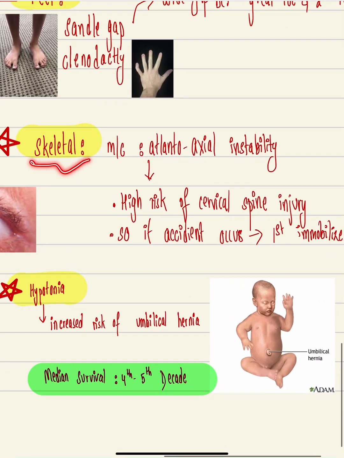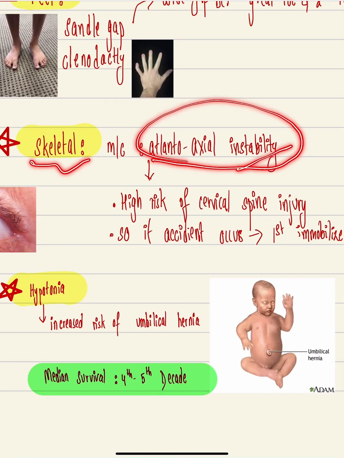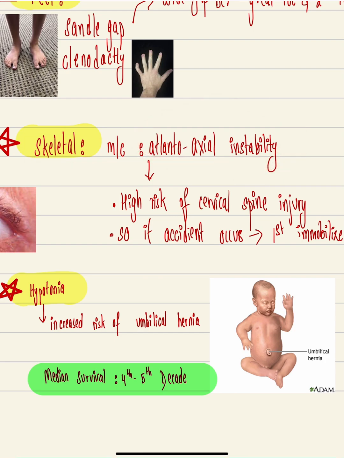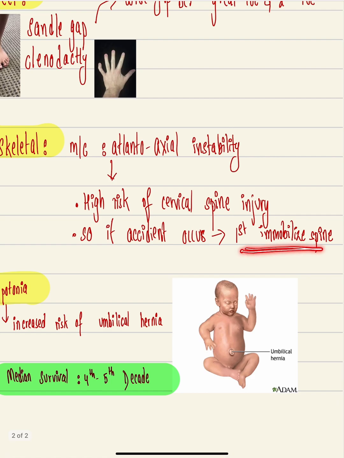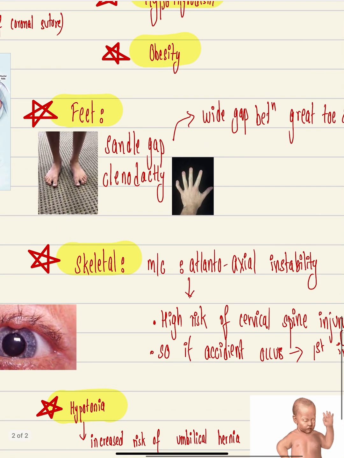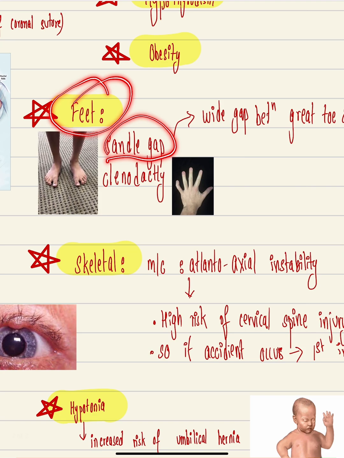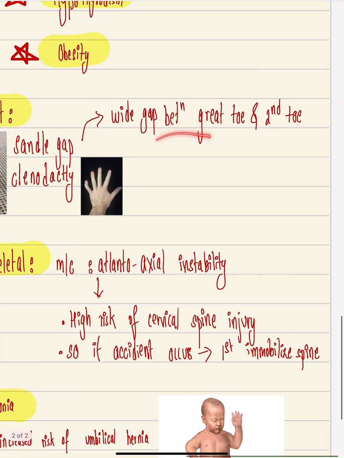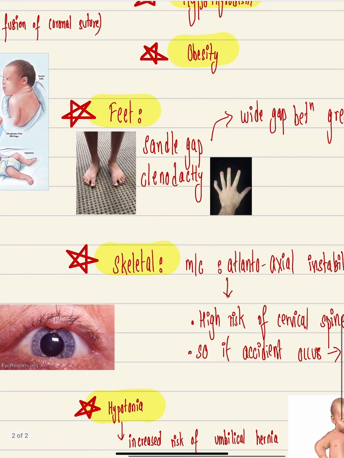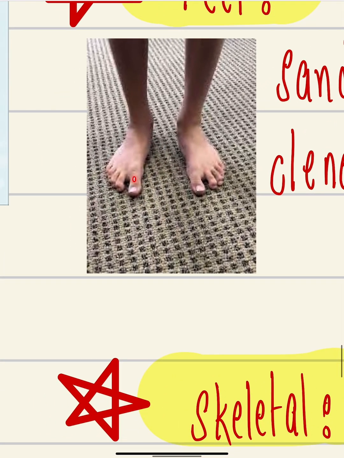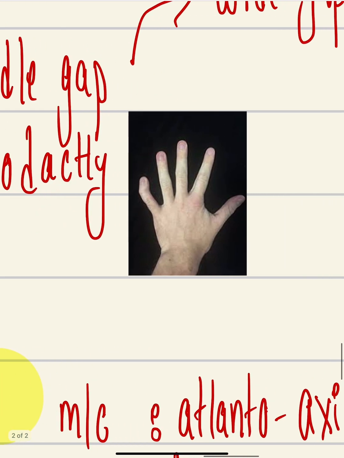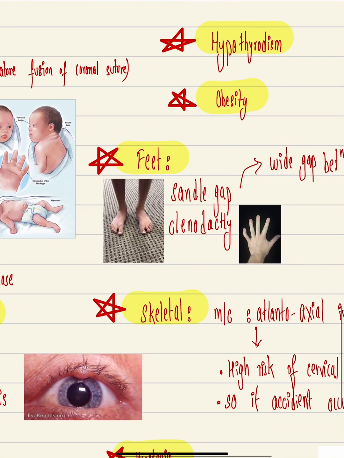In the skeletal system, there might be atlantoaxial instability, which carries a high risk of cervical spine injury. So an accident might occur, and we must immobilize the spine. In the feet, we can see the sandal gap, meaning the wide gap between the great toe and the second toe. As we can see here, great toe, second toe, there is the gap. And clinodactyly means small little fingers.